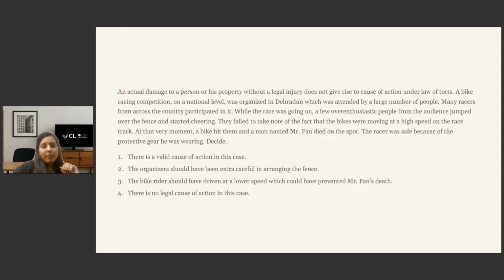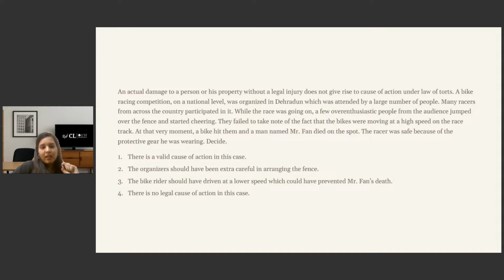A bike racing competition on a national level was organized in Dehradun, which was attended by a large number of people. Many racers from across the country participated in it. While the race was going on, a few over-enthusiastic people from the audience jumped over the fence and started cheering. They failed to take note of the fact that the bikers were moving at a high speed on the race track. At that very moment, a bike hit them and a man named Mr. Fan died on the spot. The racer was saved because of the protective gear he was wearing.